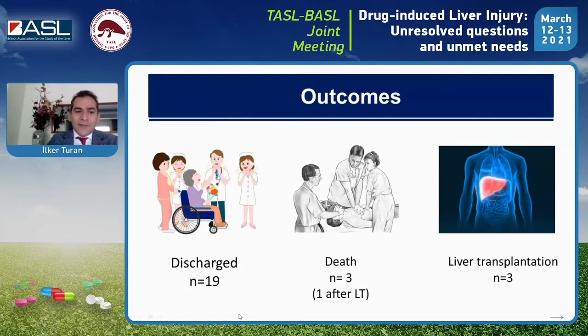In outcomes, 19 patients were discharged. However, 5 patients, which means 20% of patients, developed liver failure with severe outcomes. 3 patients underwent liver transplantation. 2 patients died without liver transplantation, and 1 patient died after liver transplantation.